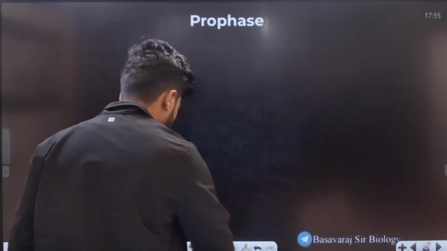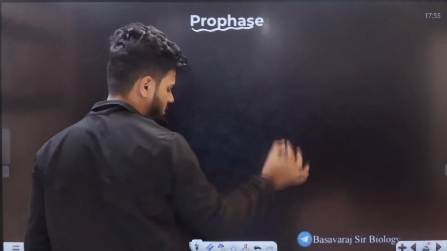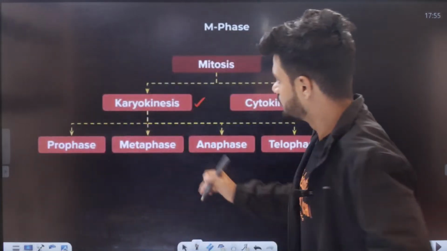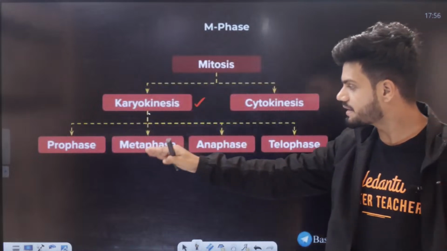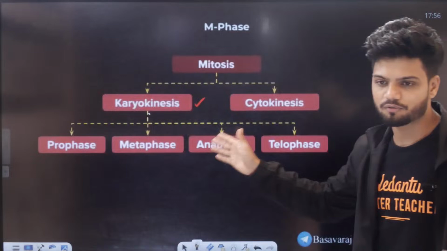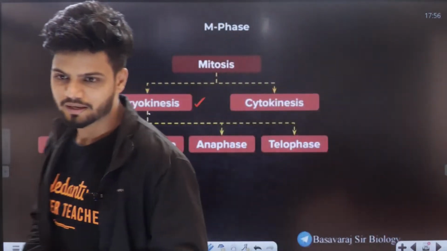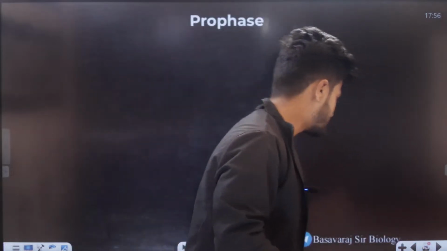Let's see. Now students, let's start with prophase. Can we start? See here. Karyokinesis, PMAT: prophase, metaphase, anaphase, telophase. Inter-public exam, IPE. Oh, IPE. Now it makes sense.